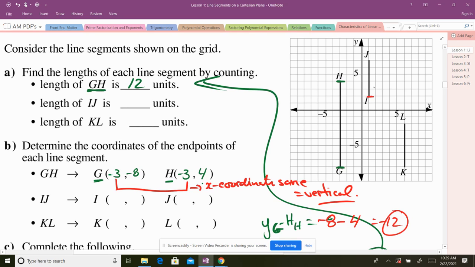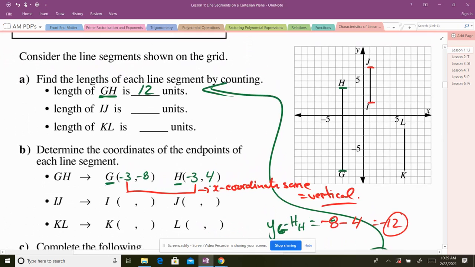Yeah, you mean these 2 points? Yeah, you just use the coordinates and just subtract them. We can do it quickly if you want. If we look at I, coordinates of I are 1 and 2. Coordinates of J are 1 and 7.